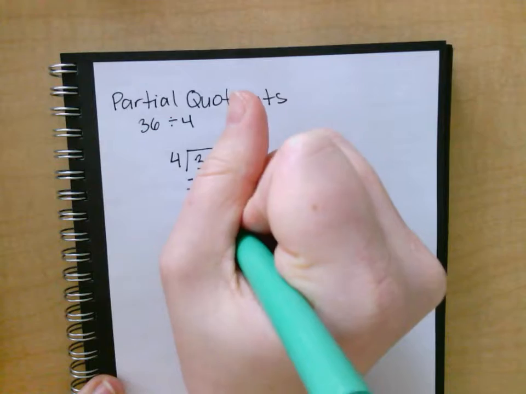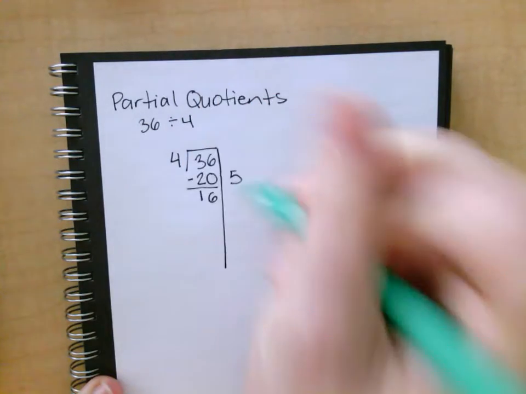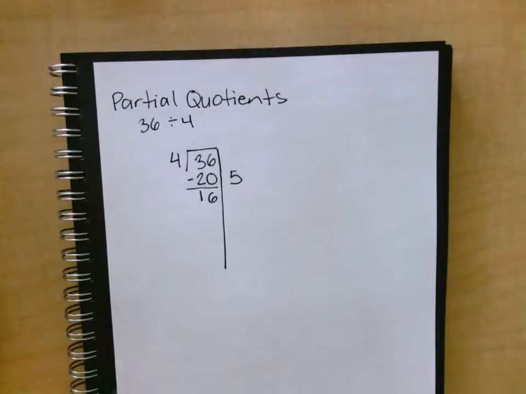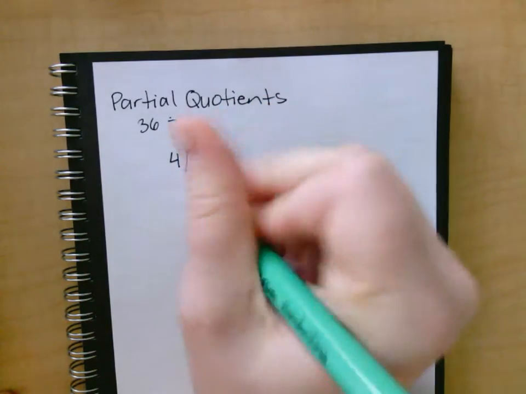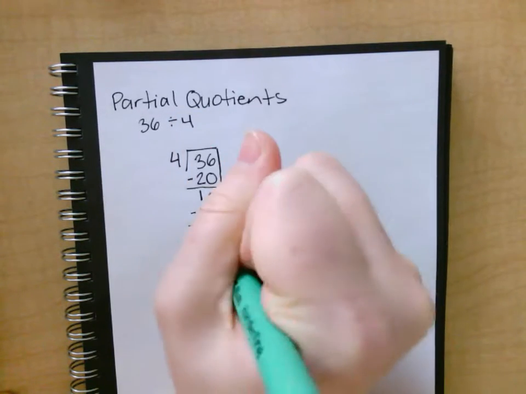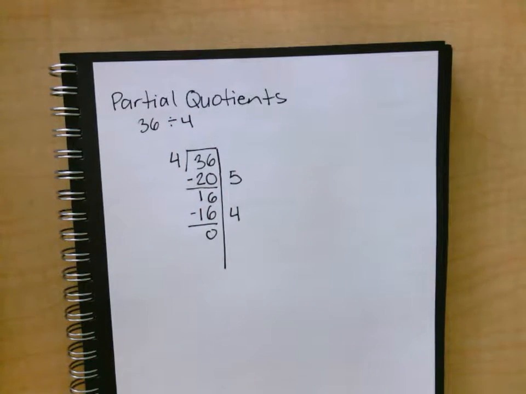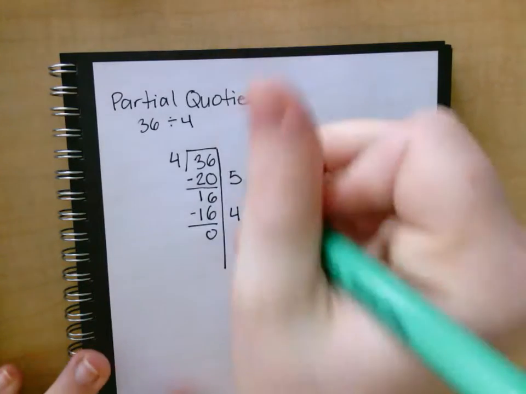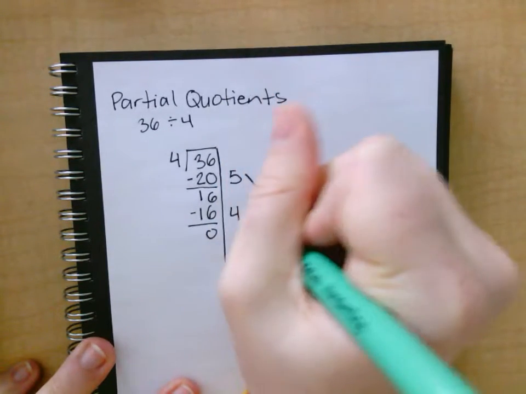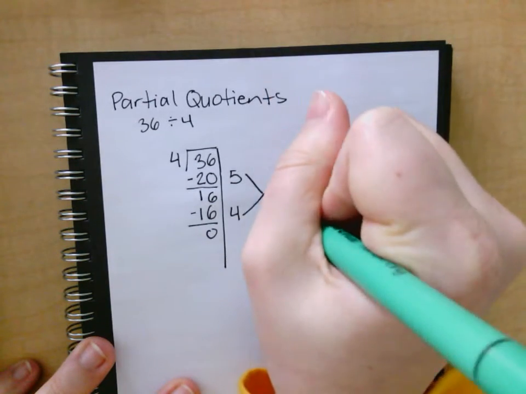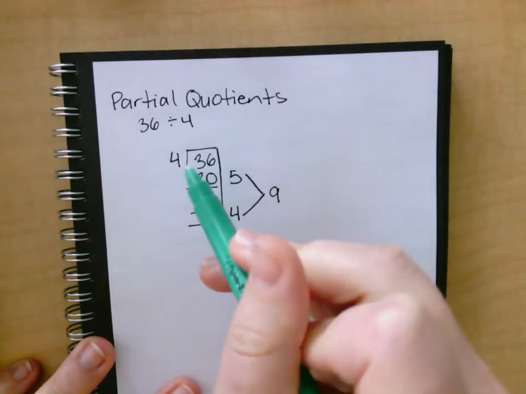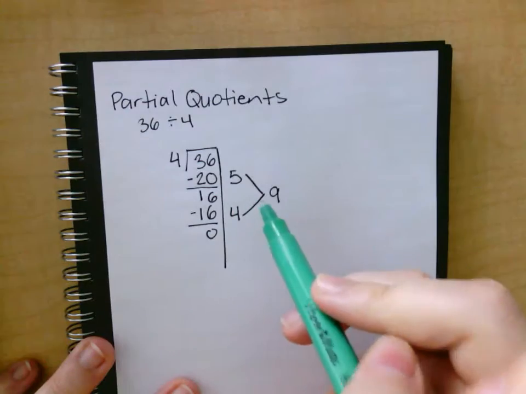So what I'm left with is 6 and 1. So I have 16 left. Well, I know that 4 times 4 is 16. So I'm going to put a 4 down here. So 4 times 4 is 16. I subtract it and I get to 0. So to get my official answer, what I have to do is take my two parts that I chunked my number into and add them together. So since 5 plus 4 is 9, we know that 36 divided by 4 is 9.